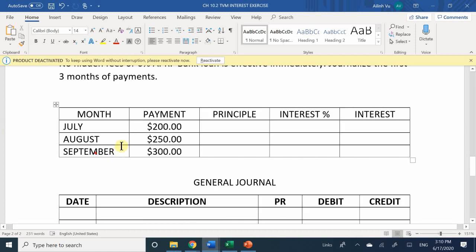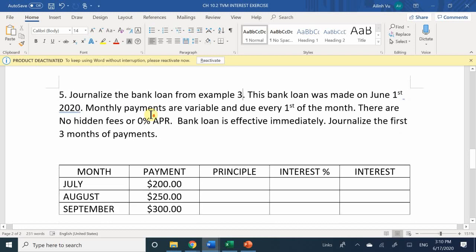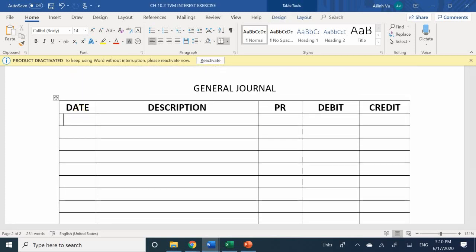So here, let's go ahead and apply that concept so we know how much our bank loan is going to be. Let's take it one step at a time. Let's journalize the first thing. On June 1st of 2020, we just received the bank loan, okay? So let's go ahead and journalize this. What do we need to write here? The date. We need to put the date. So the date is 1 June.